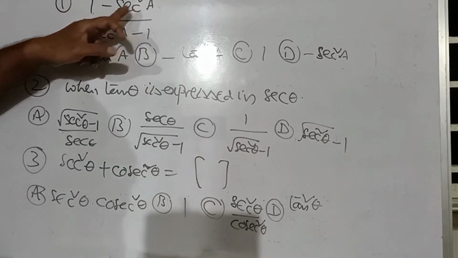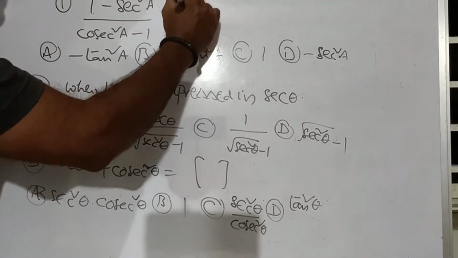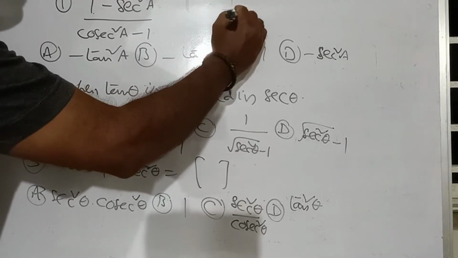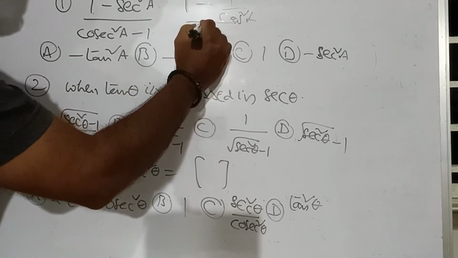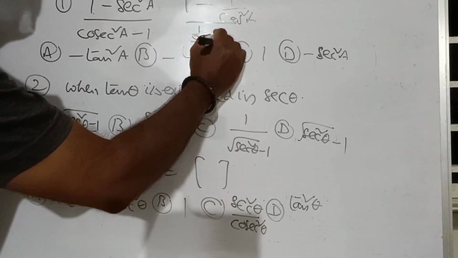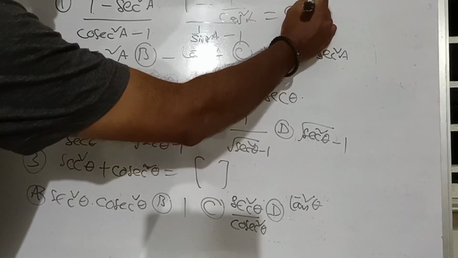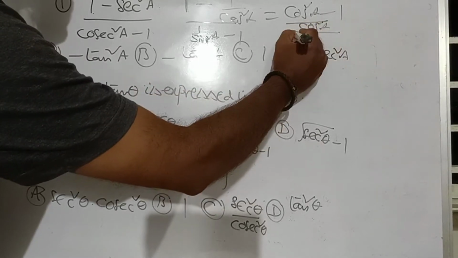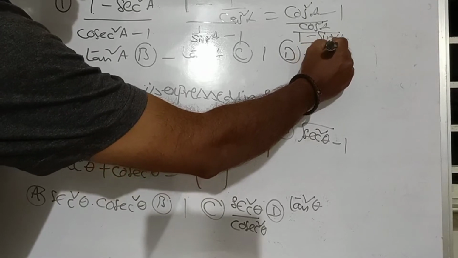1 minus secant square A by cosecant square A minus 1. Here secant square A can be written as 1 by cos square A. Therefore 1 minus 1 by cos square A by 1 by sin square A minus 1, because cosecant is the reciprocal of sin A. Therefore cos square A minus 1 by cos square A by 1 minus sin square A by sin square A.